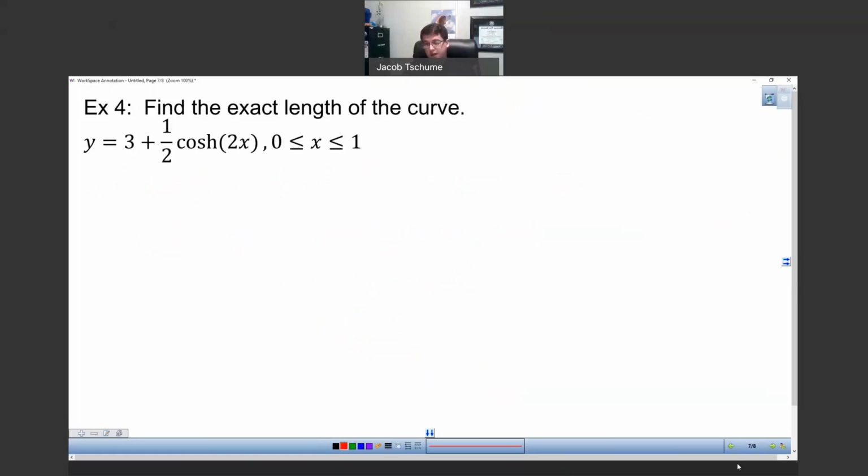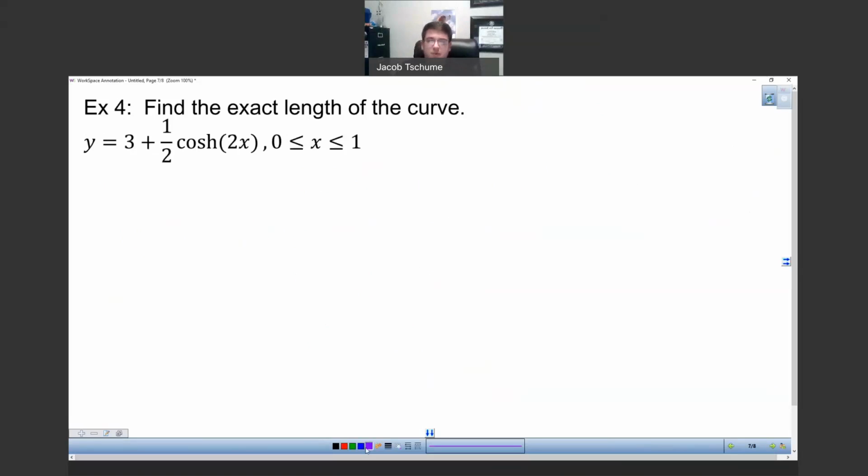Not only is regular trig very nice, but actually hyperbolic trig functions are not as bad either, as long as you know your identities. So let me show you an example of that. What is the exact length of the curve for y equals 3 plus 1/2 times the hyperbolic cosine of 2x on the interval 0 to 1?